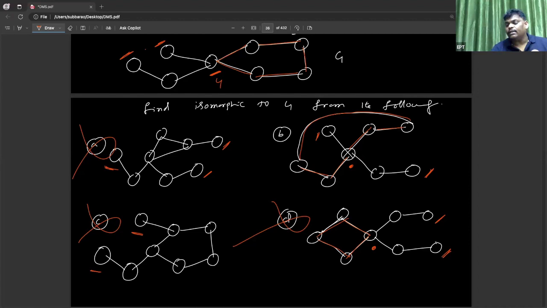Now B and C, which is the correct answer? Go further. The given graph contains a degree 4 vertex, but in C degree 4 is not there. So C is gone, then B is the answer. You can start from any side, no restriction at all.